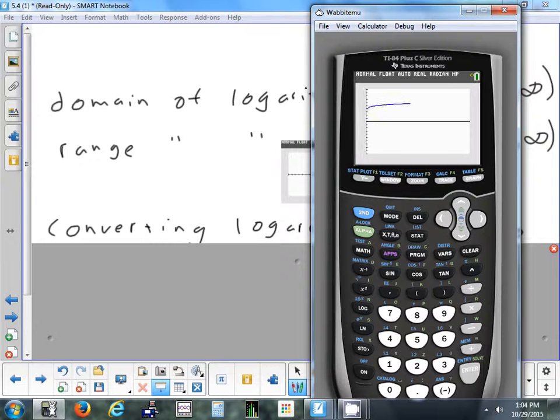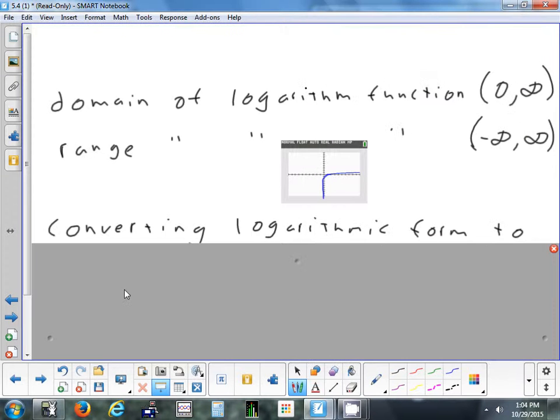It still isn't off the screen. It only goes up to 6. Yeah, zeros. So it's a very, very slow growing function. And remember, this part here would curve down like that. So just remember that part does curve down.